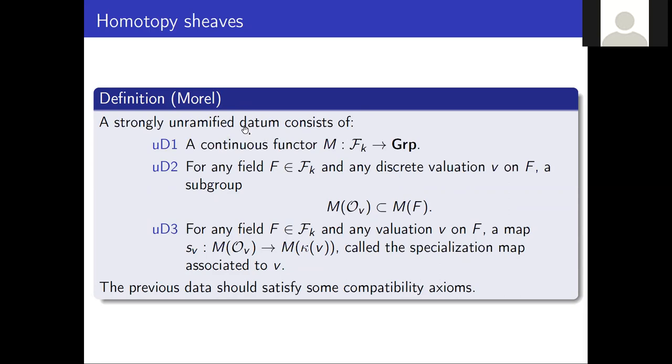For any valuation, we need a subgroup corresponding to this valuation. And there is a specialization map for each valuation. So there is a bunch of axioms that basically say that everything works together. And I should mention that we do have an axiom for A1-invariance. So we want this strongly unramified datum to be A1-invariant.